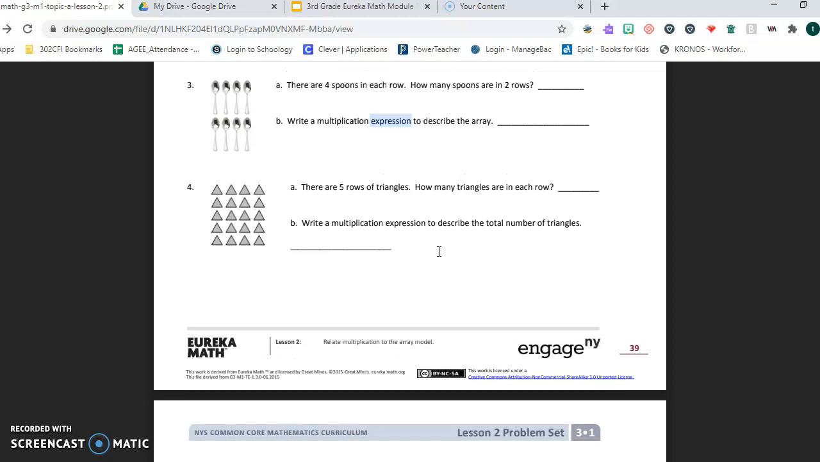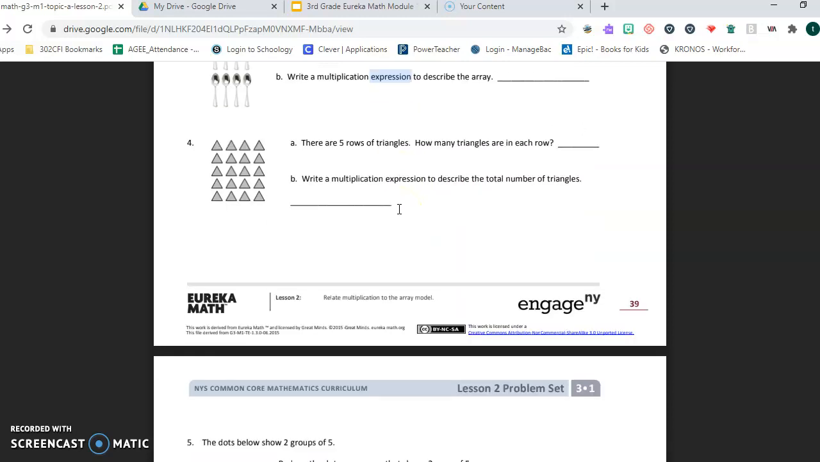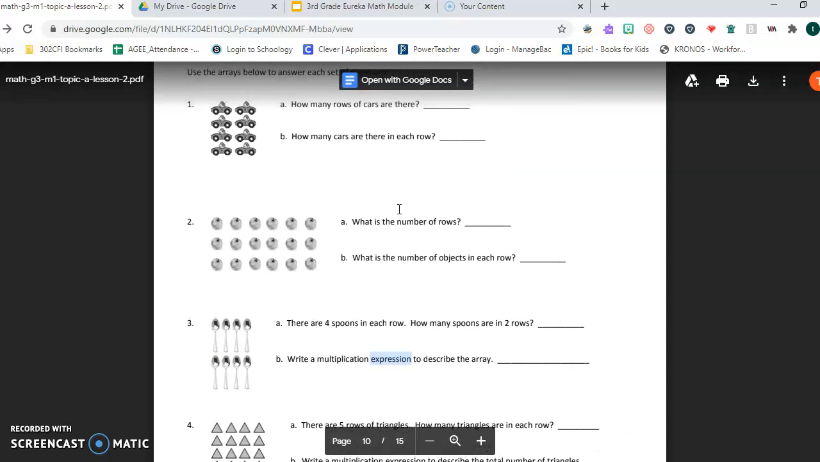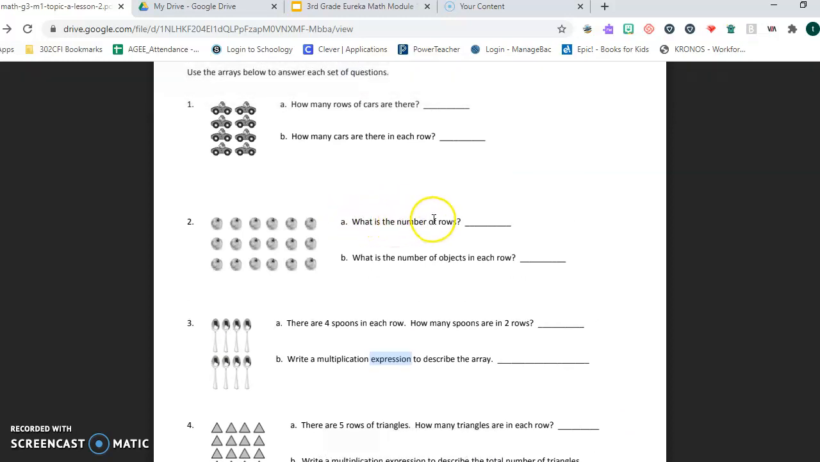If you do have trouble reading, make sure you pause and start the video as I went through the problems. I'm pretty sure I read all of them. I don't think I read number 2, so I'll go ahead and read it for you now. A is what is the number of rows? And B is what is the number of objects in each row?